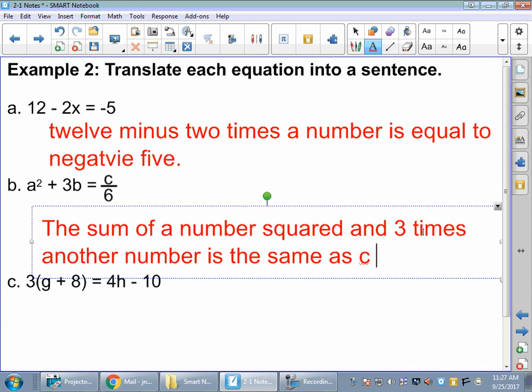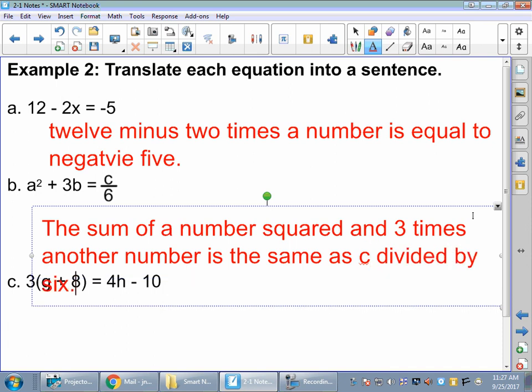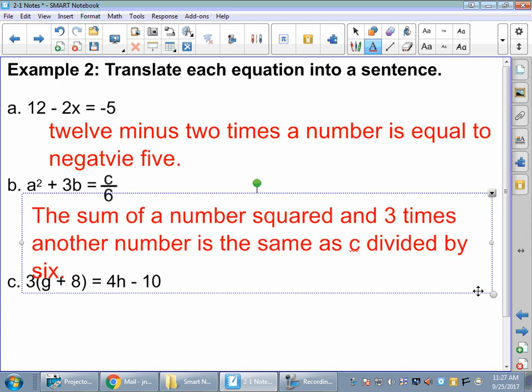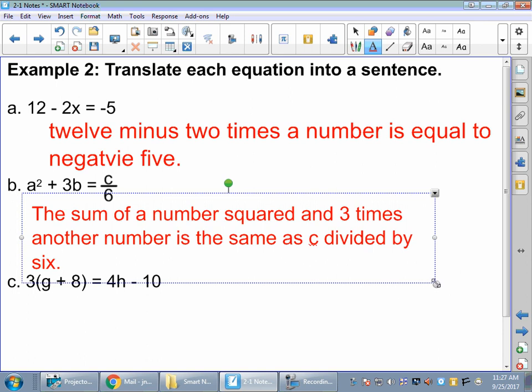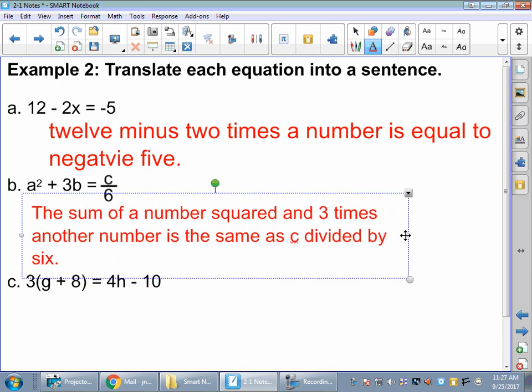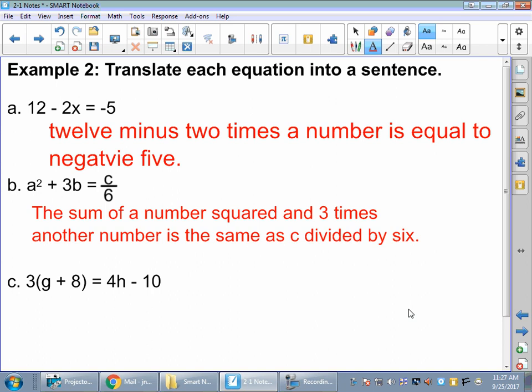C divided by 6. I suppose since we had 3 different variables there, I could have just said A, B, and C. I know the book does that. Try to stick to a number for variables, but if you can't, if you have to name the actual variable, that's fine too. So let me get that to fit there.